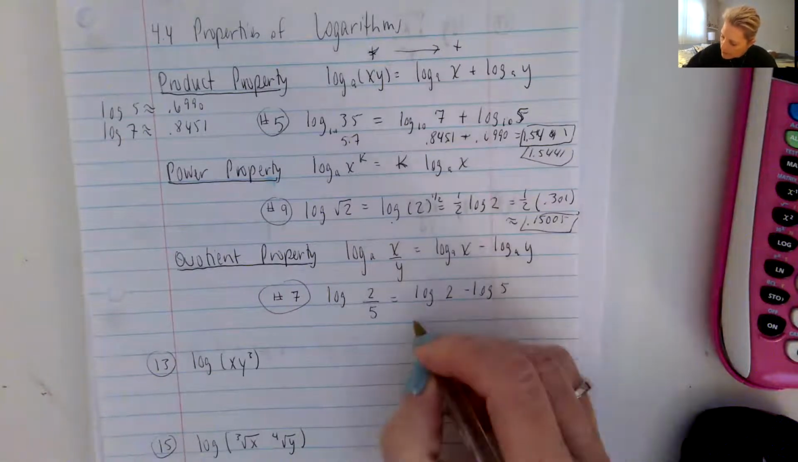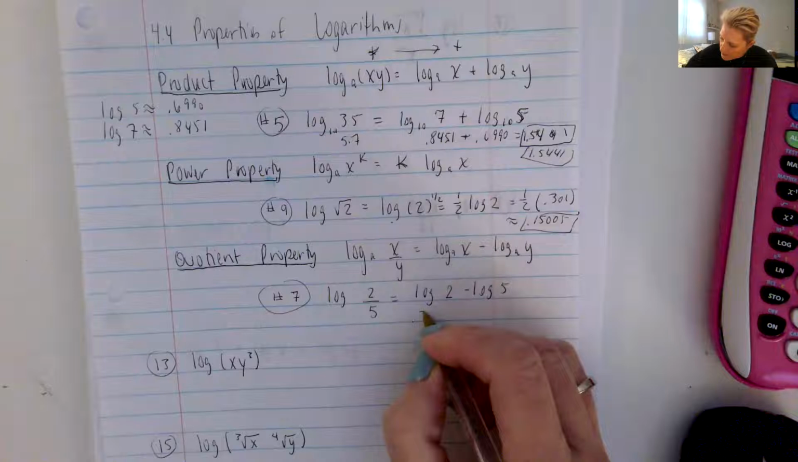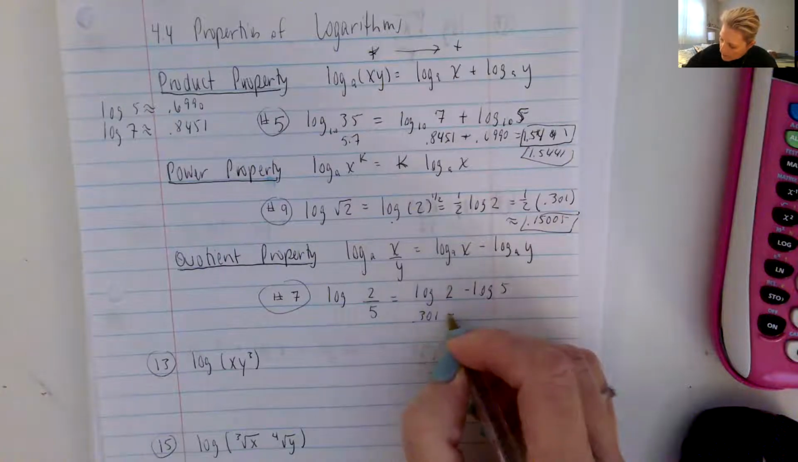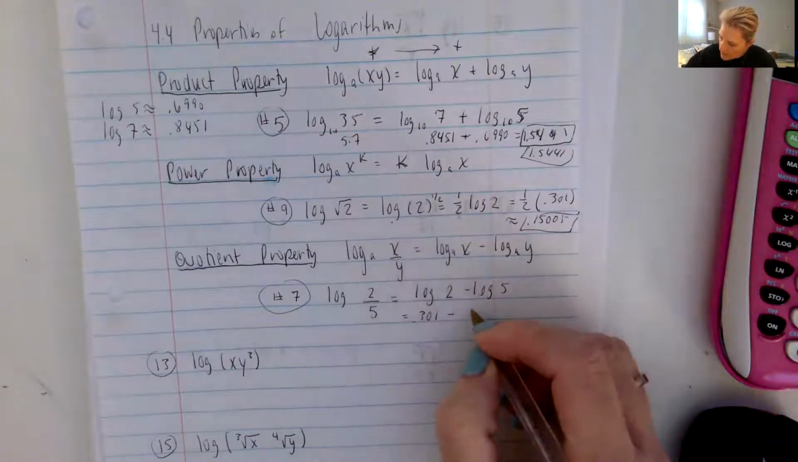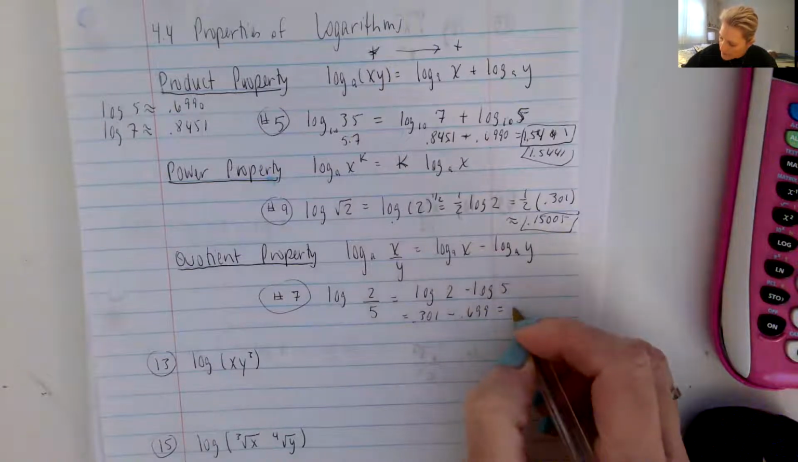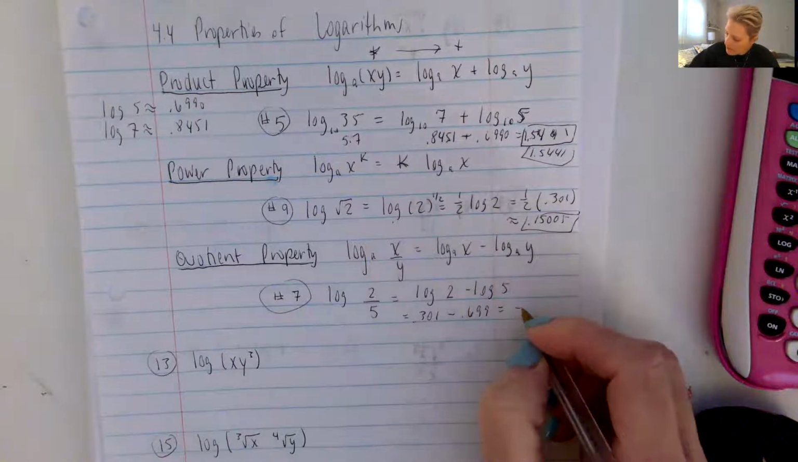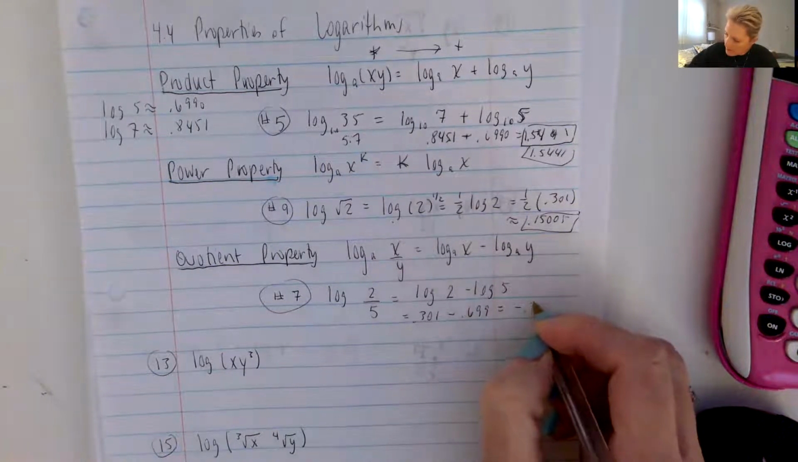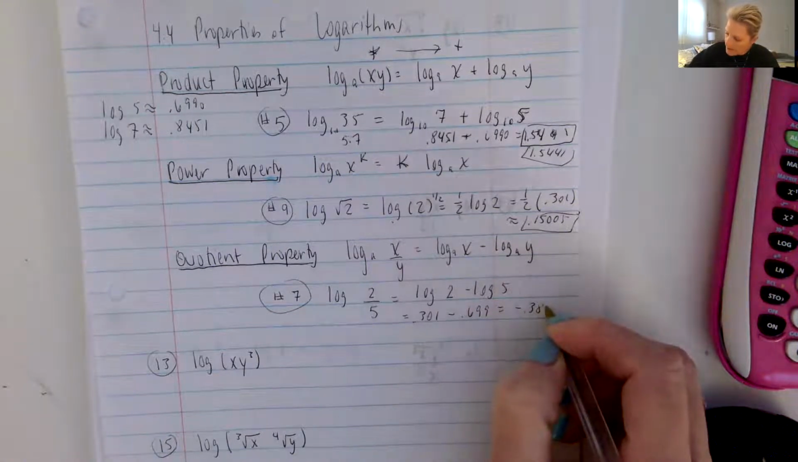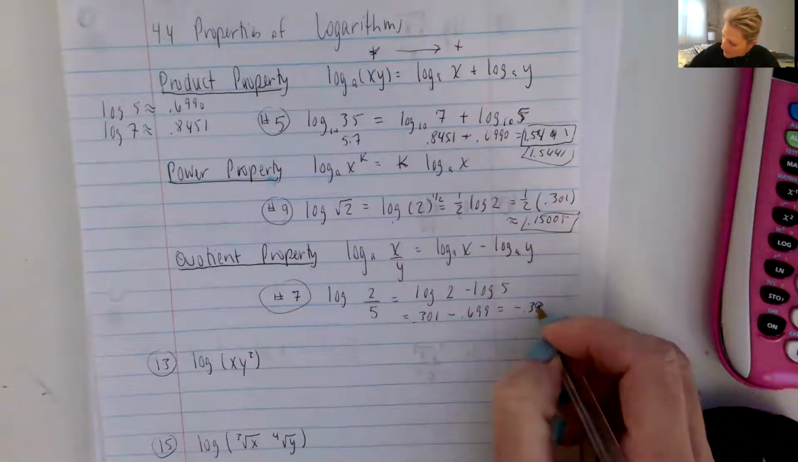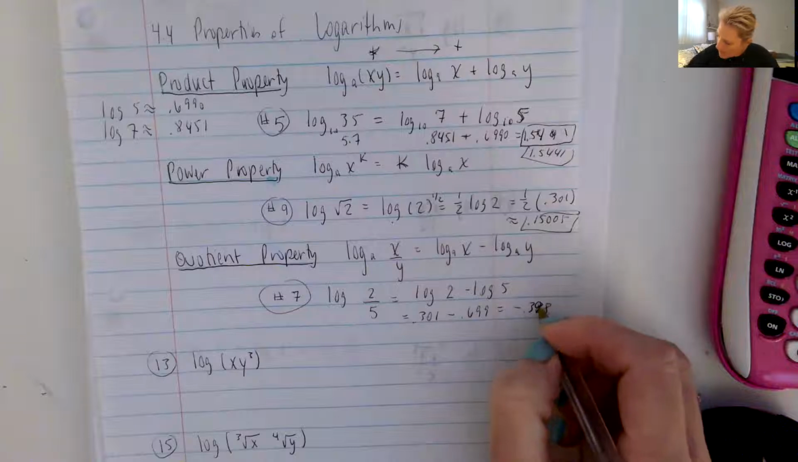And the log of 2 is an approximation of 0.301, subtracting the approximation of the log of 5, which is 0.699. So we get approximately negative 0.398 when I subtract that.